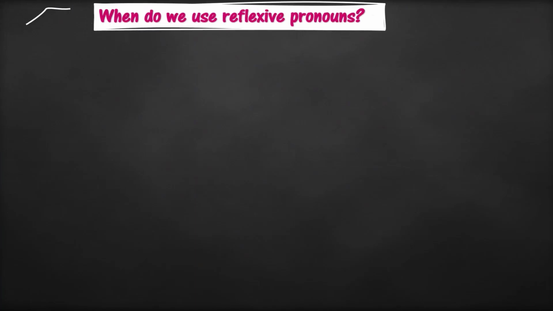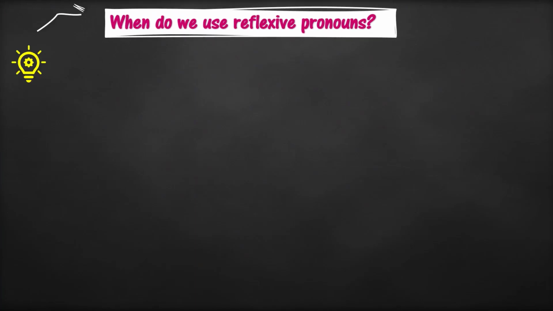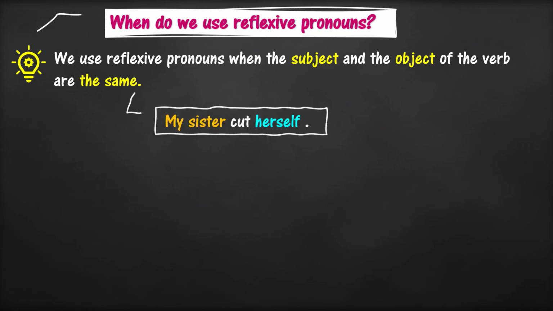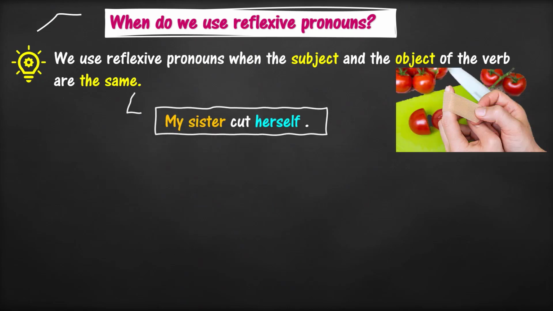So, the important thing to remember is that we use reflexive pronouns when the subject and the object of the verb are the same person or the same thing. Just like in this example, my sister cut herself. In this sentence, my sister and herself refer to the same person, not two different people.